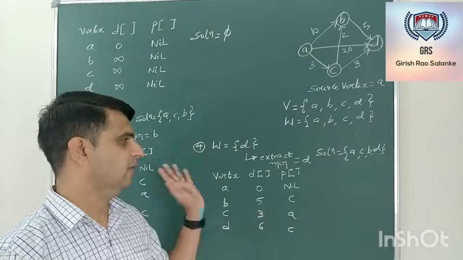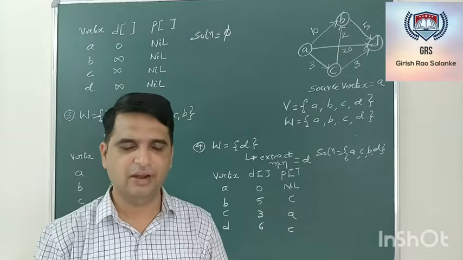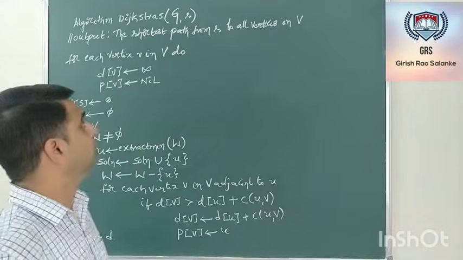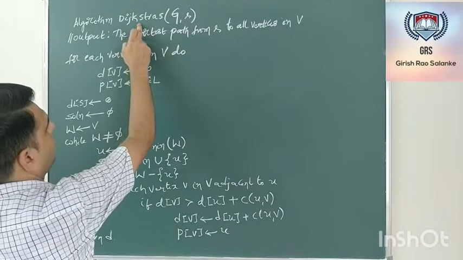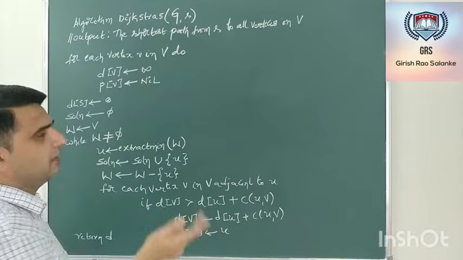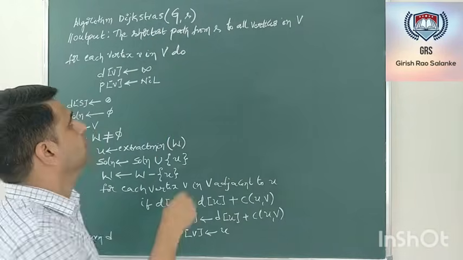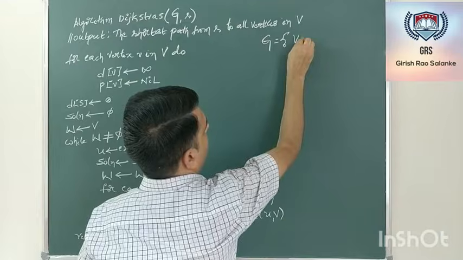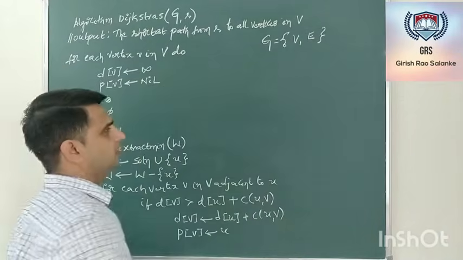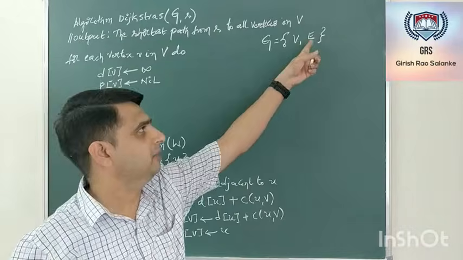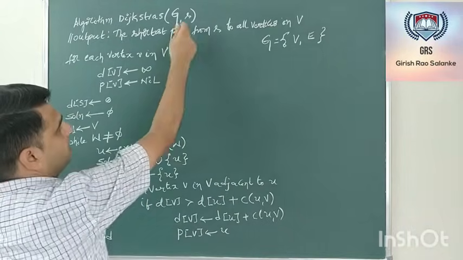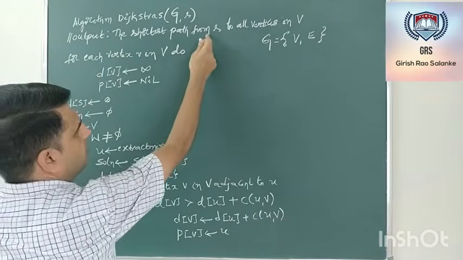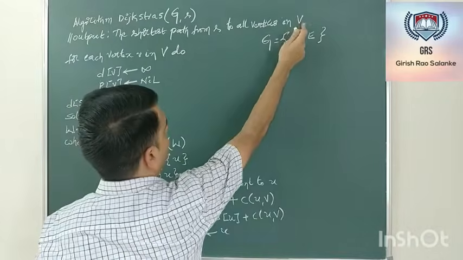Now with this, I think we can go for the algorithm of Dijkstra's, and we'll also discuss the time complexity of Dijkstra's algorithm. This is the algorithm for Dijkstra's. Note that the input to Dijkstra's algorithm is a weighted graph, which can be either directed or undirected, denoted with G, and this G is represented as V and E, wherein V is the set of vertices and E represents the set of edges. And S is the source vertex. Output is the shortest path from the source vertex S to all vertices in V.